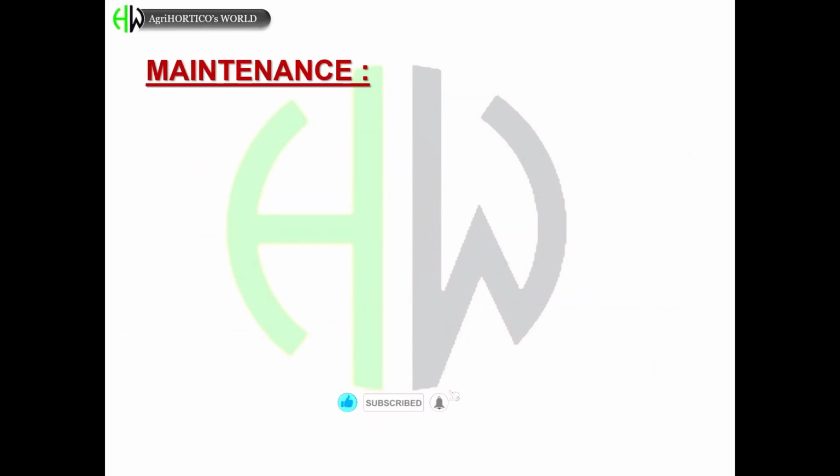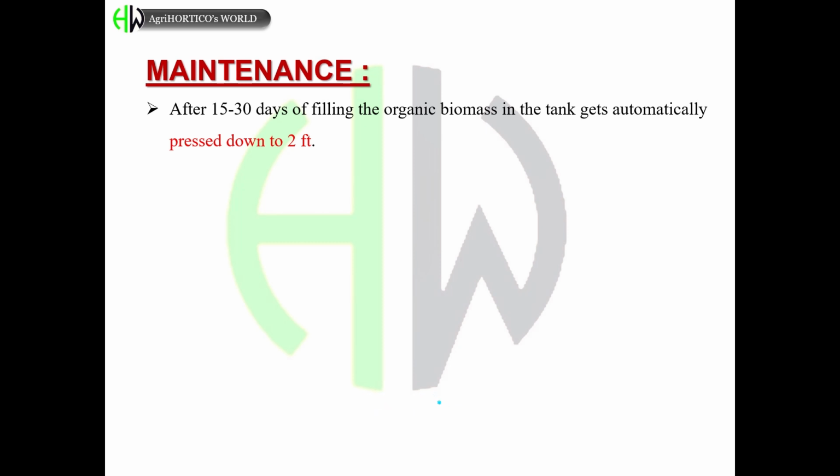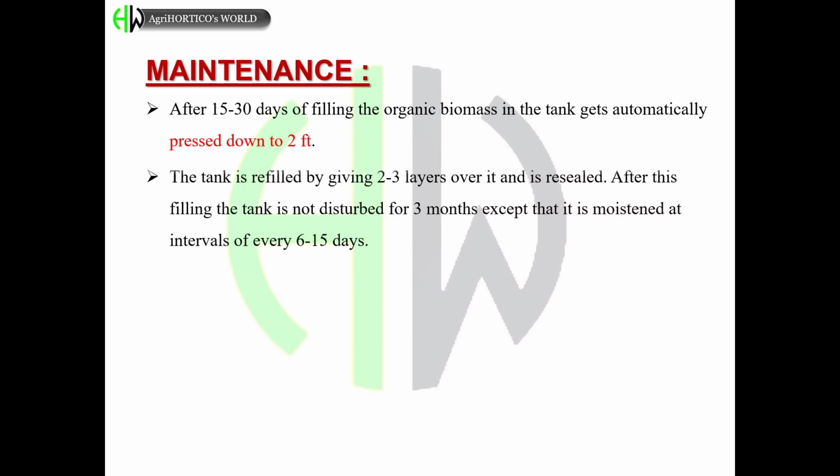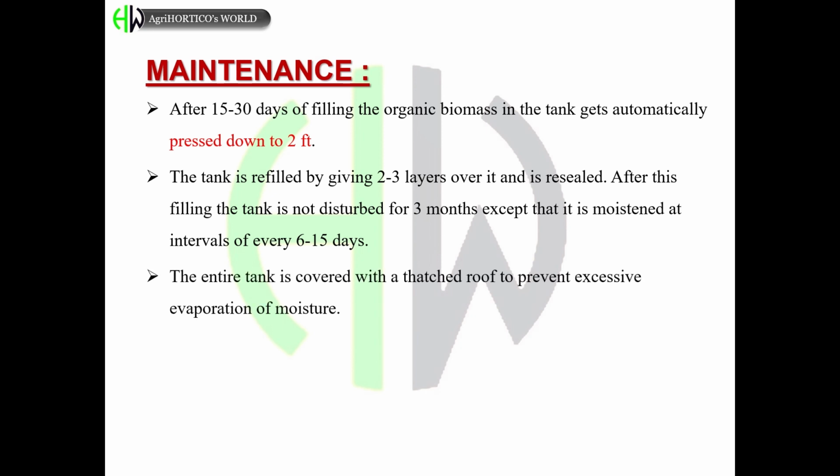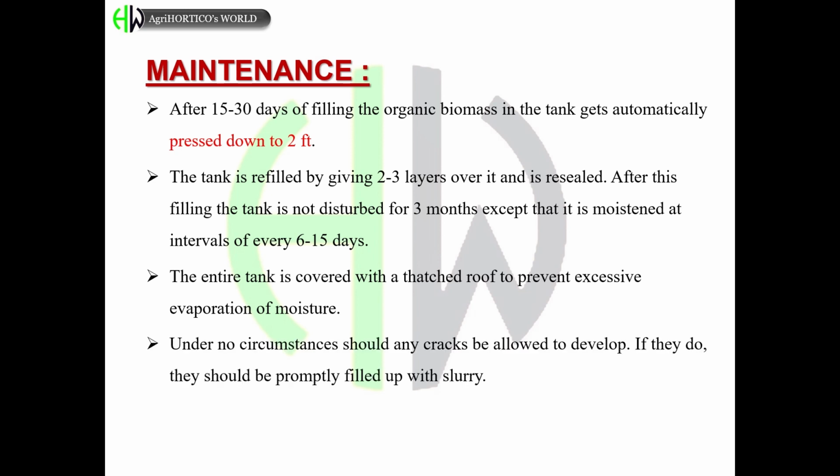After 15 to 30 days of filling, the organic biomass in the tank gets automatically pressed down to 2 feet. The tank is refilled by giving 2 to 3 layers over it and is resealed. After this filling, the tank is not disturbed for 3 months, except that it is moistened at intervals of every 6 to 15 days. The entire tank is covered with a thatched roof to prevent excessive evaporation of moisture. And under no circumstances should any cracks be allowed to develop. If they do, they should be promptly filled up with slurry.